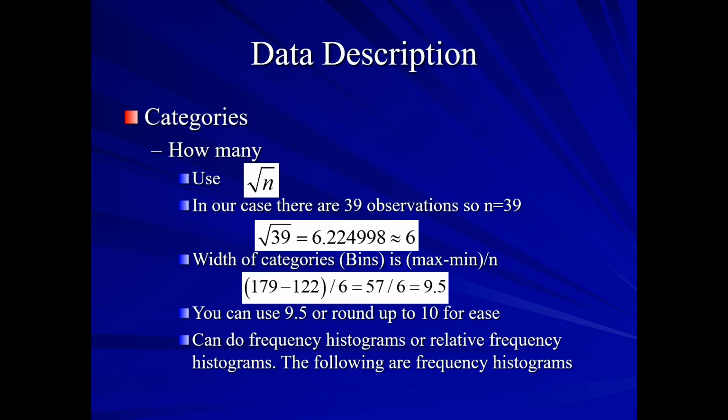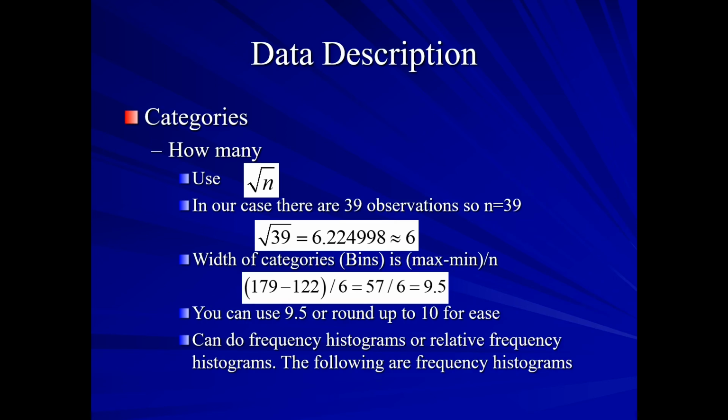The width of our bins, our categories, is just the maximum value minus the minimum value divided by how many bins we're going to have. This will keep us with equal bin width. Now, in our case, our maximum value is 179. Our minimum value is 122. If we divide by 6, we get 57 divided by 6, which is 9.5. Now, we can use 9.5, and we'll see an example of the use of 9.5, or we can round up to 10 for ease. Now, you can also do relative frequency histograms as well as frequency histograms.